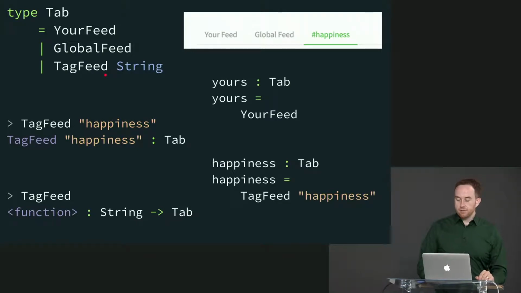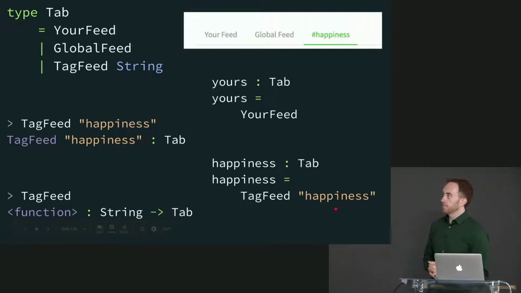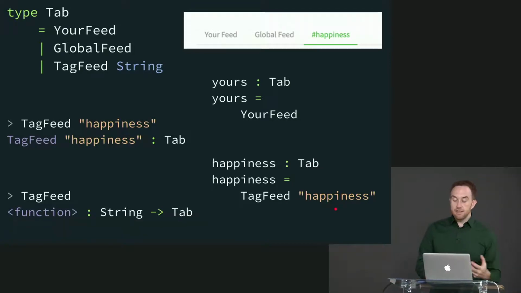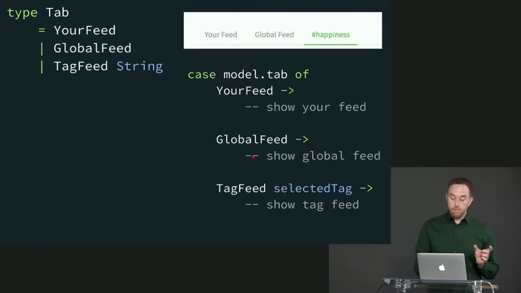Okay, so here's how those relate. If I say YourFeed, that is of type Tab. Happiness is a string. To get a Tab value, I have to call TagFeed passing happiness. Okay, so once I've done that, I've obtained this TagFeed that has this string stored inside of it. Here's how we get it back out. Same case expression as before, but now we've added something to the TagFeed case. We're saying TagFeed space and then a lowercase variable name, selectedTag.